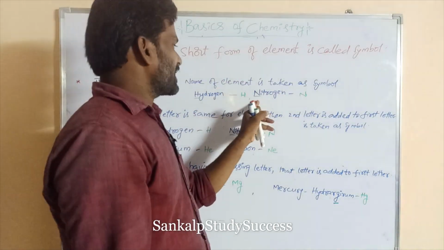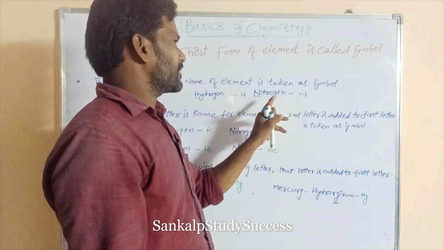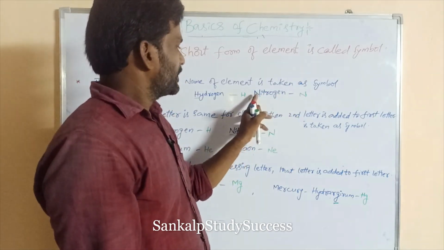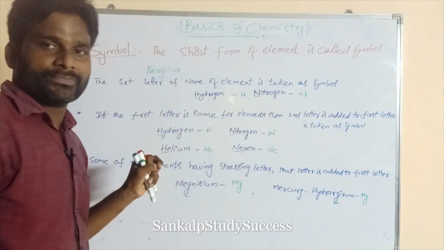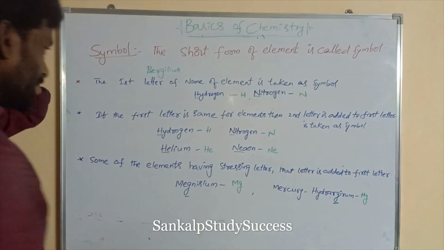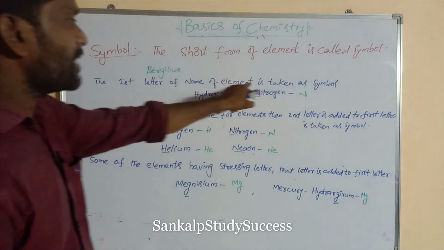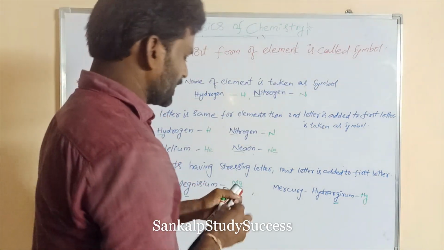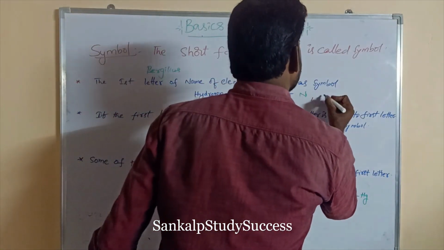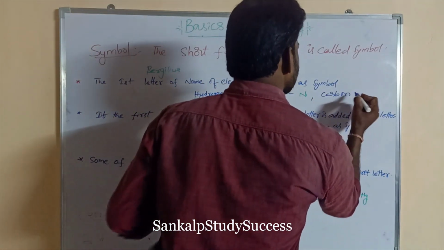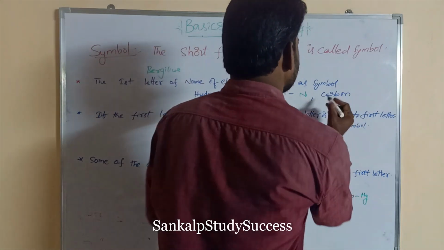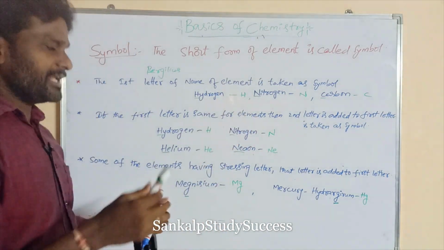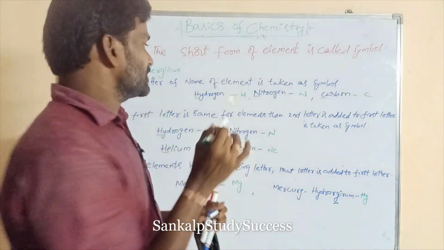Now we can write another element like nitrogen. What is the first letter? N. So that is the symbol. According to Berzelius, the first letter of the name of an element is taken as the symbol. Like carbon, what is its first letter? C. So that can be written C, carbon. Similarly, for many elements, the first letter is taken as the symbol.